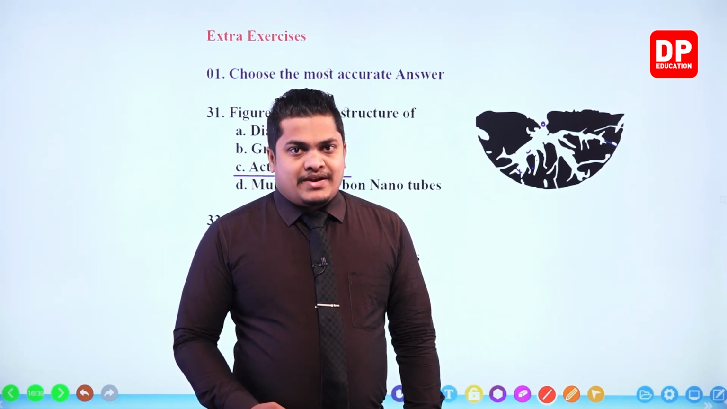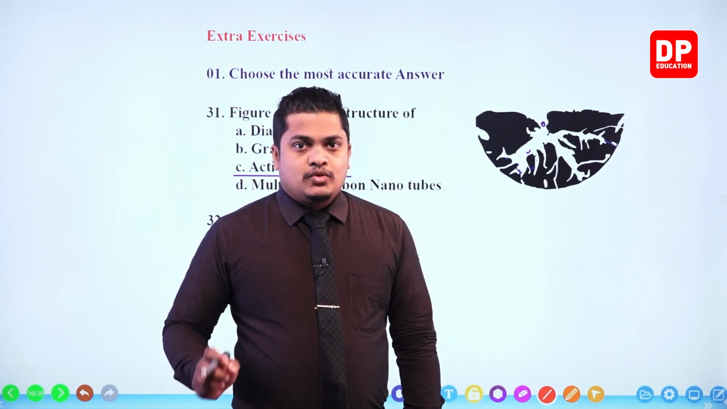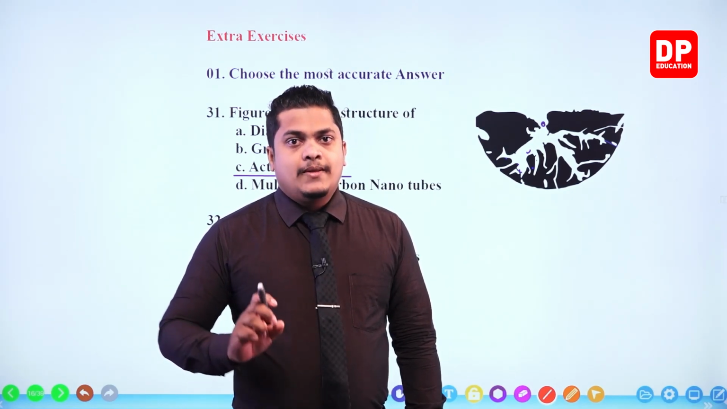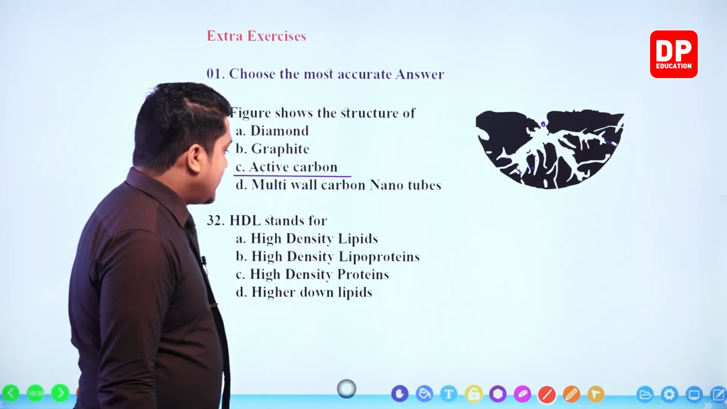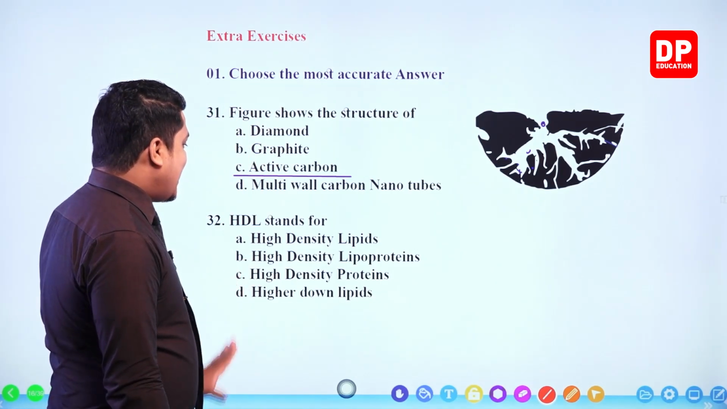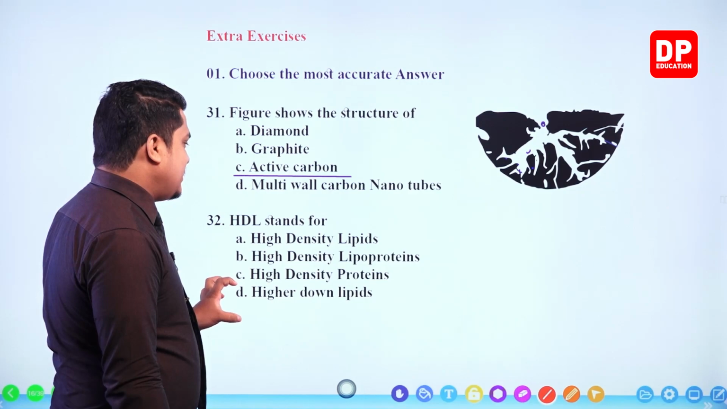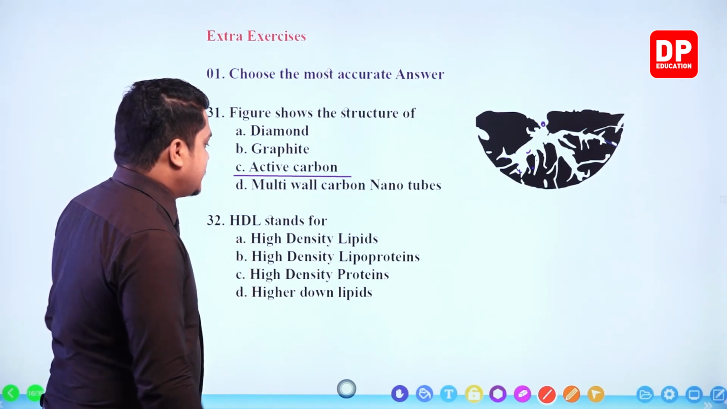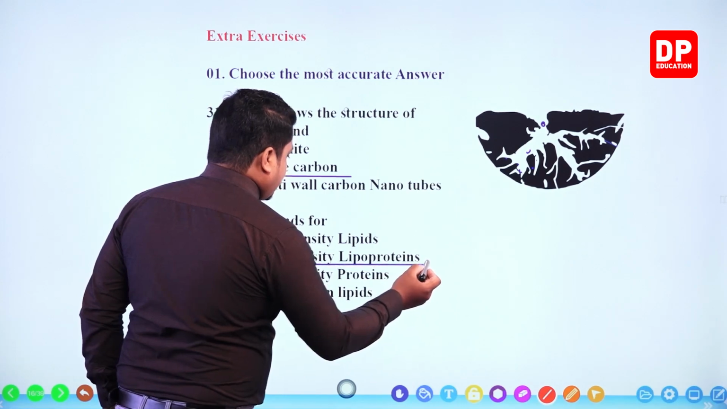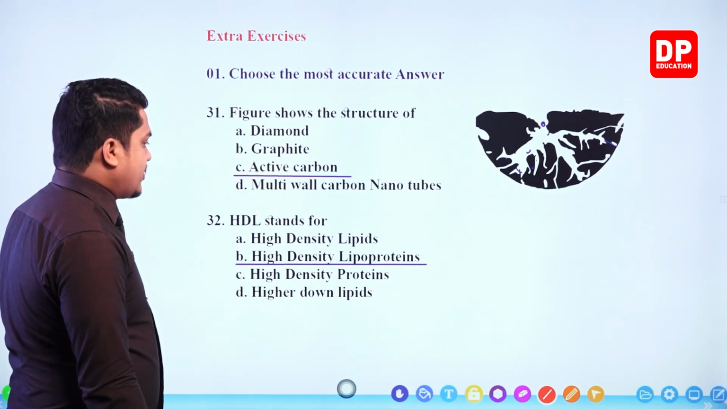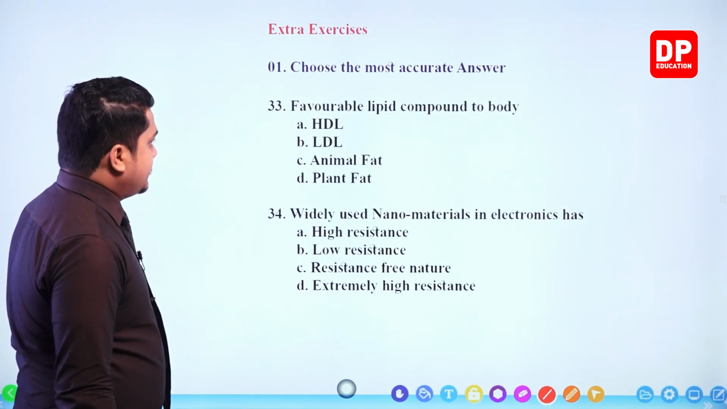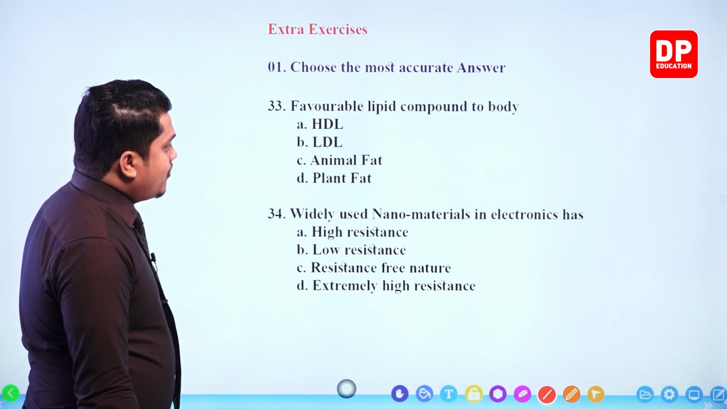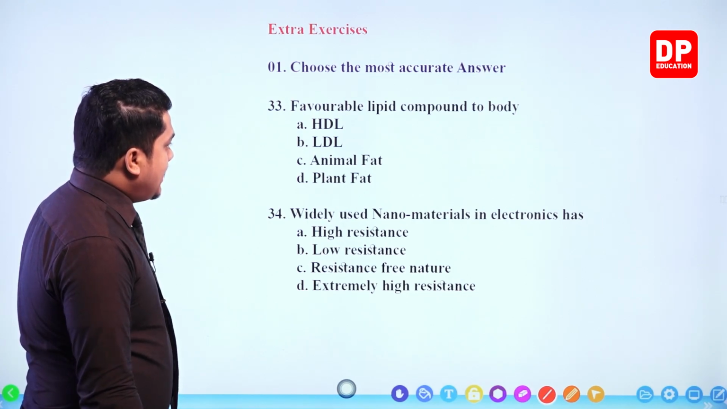So HDL means, my dear children, high density lipoproteins. Those are the favorable cholesterol types or lipoprotein types in our body. So the correct answer for HDL is high density lipoproteins, not lipids. Next one, 33. Favorable lipid compound to body. HDL, LDL, animal fat, plant fat.